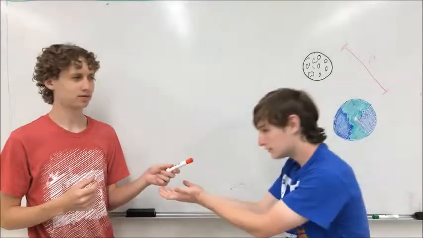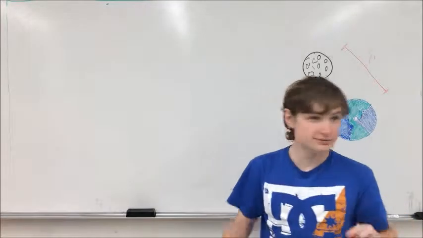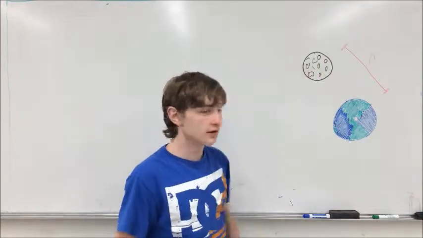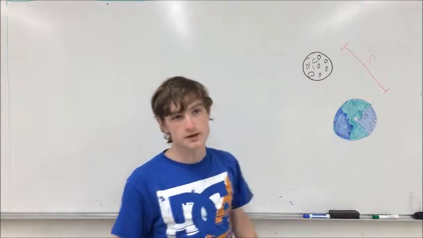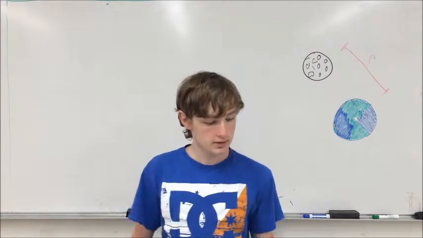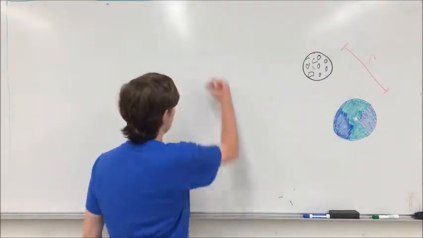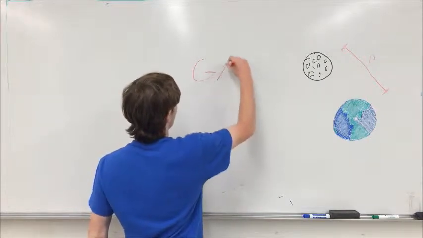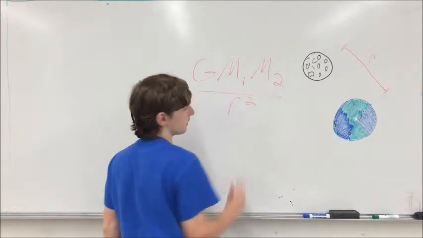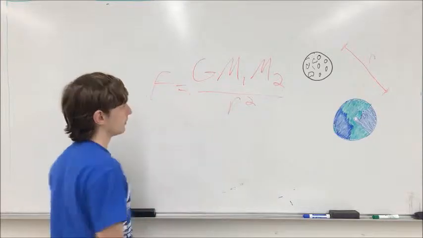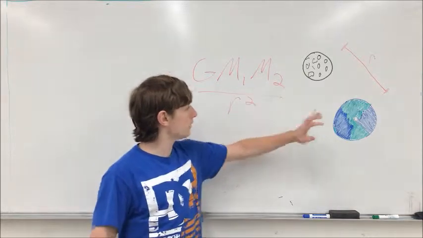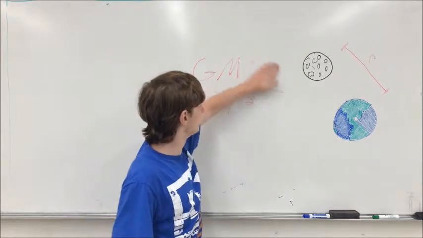Alright, so now we're going to do some practice problems. This is the Earth. This is the Moon. They're a distance r apart. Now we want to figure out the attraction between the Earth and the Moon. The equation for attraction between two objects is G m1 m2 over the distance squared, and that is the force. So we want to find the force between the two objects. We're going to call the Earth big M, and the Moon is going to be little m.